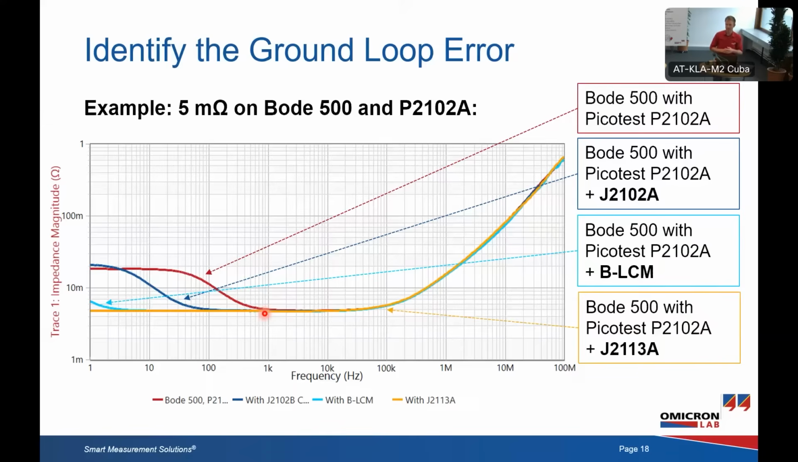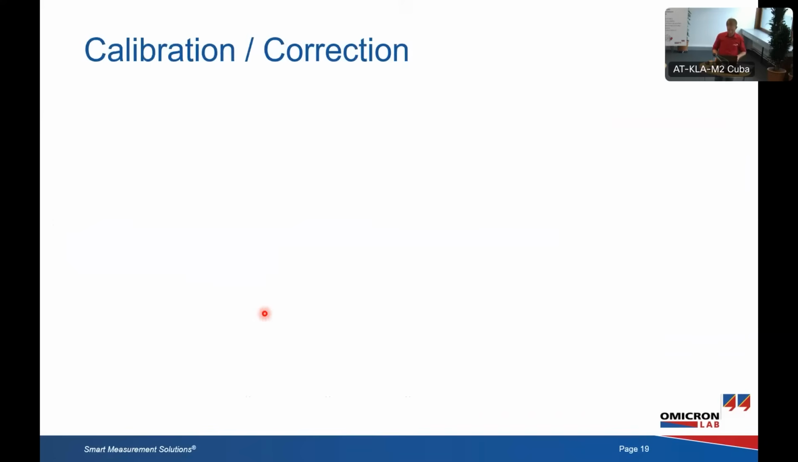And then in orange, the semi-floating differential amplifier from Picotest to J2113A, and that works down to DC. So here I started the measurement at 1 hertz, and you cannot see where it stops working, or it will not stop working because it also works at DC. So that was the ground loop error, but there is more.